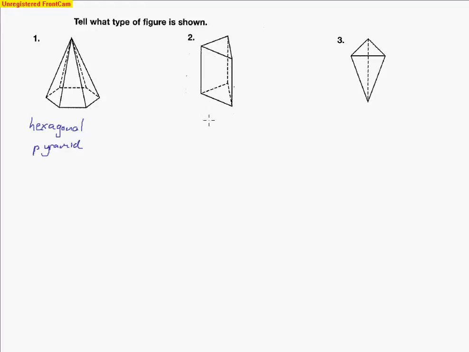So this one is definitely a prism because we have 2 bases. So we've got a prism. Now we name it by its base. So you see how it has a triangular base. So we call this one a triangular prism.